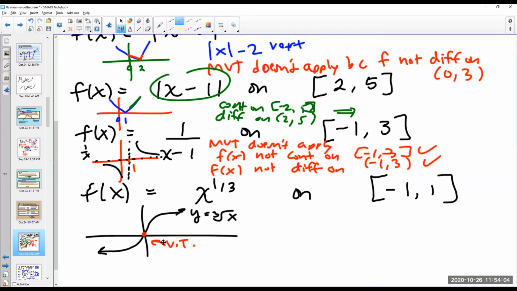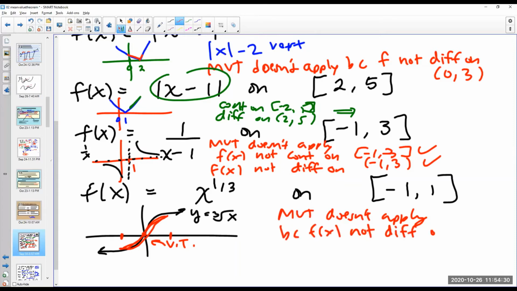So guys, if I have a vertical tangent line right there, let me just ask you, am I differentiable here? No. Am I continuous here? Yes, I am continuous, but I'm not differentiable. So you would say MVT doesn't apply, but you can't use continuity as a reason because it is continuous. You just have to say because the function is not differentiable on, and make sure you say the open interval. Okay, are you guys comfortable with these?